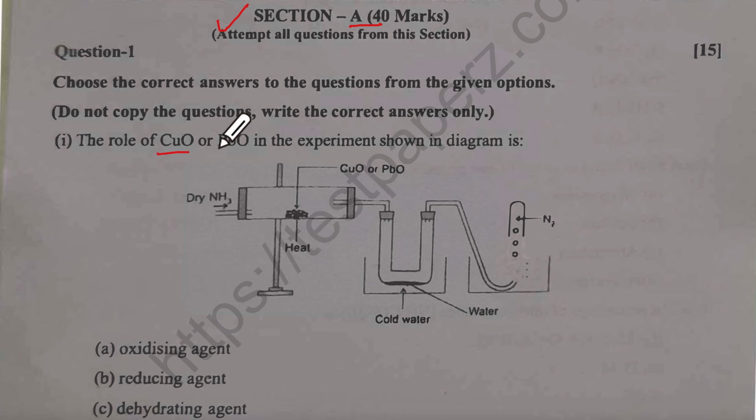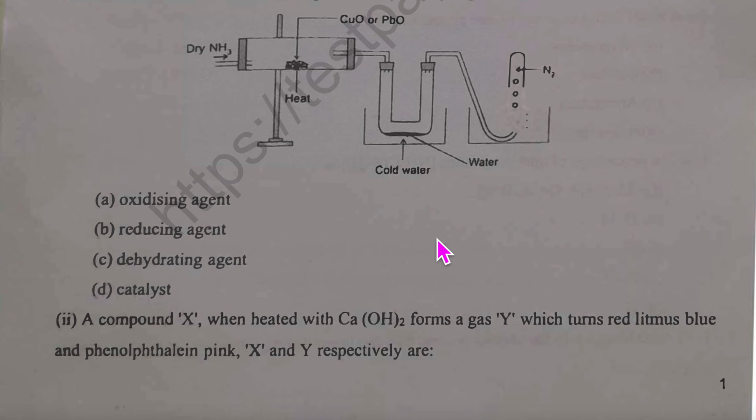The role of CuO and PbO in this experiment. Now, do you know what is happening? That ammonia is going to reduce this, correct? So if this is the reducing agent, these become the oxidizing agents, correct? So what is it? A option.